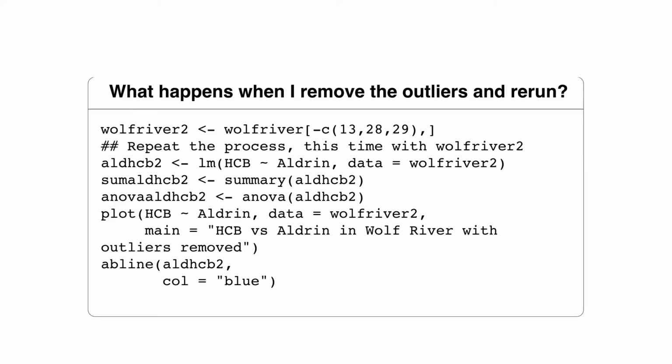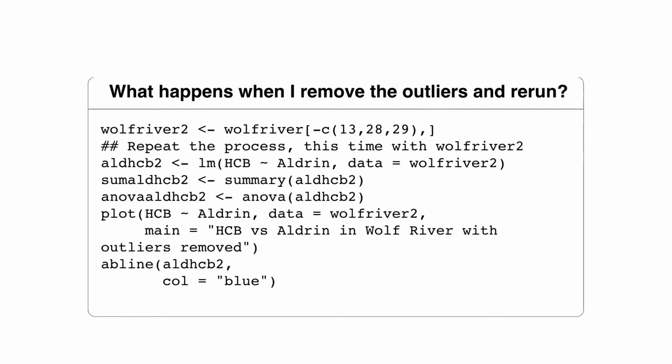And in this modification, we have decided to remove 3 rows of data. These 3 rows are 13, 28, and 29. So we have put them under c(13, 28, 29), which means that we have concatenated the 3 rows. And in order to remove them, we have put a minus sign, so that from the Wolf River we are now going to take out these 3 rows.